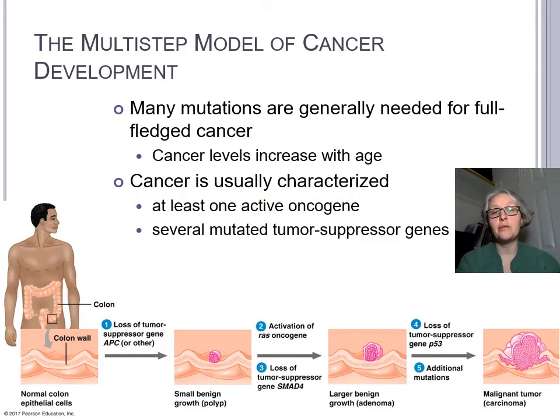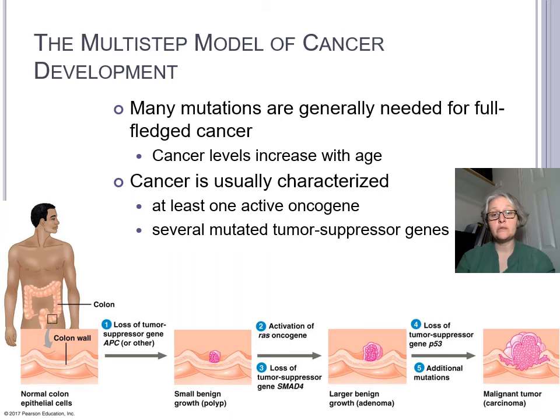In order to develop cancer, many mutations are generally needed. Cancer levels are going to increase with age. Simplistically, maybe think of it like this. In order to get cancer, you need to get 10 mutations, right? So you're born and you have no mutations in your DNA, and then you're 1 year old, you're 2 years old, you're 3 years old, you're 10 years old, you're 15, you're 20, you're 40, you're 50, you're 60, you're 70, you're 80. Now you've got cancer. Right? Because you've been around for so long that you've had more opportunity for all of those mutations to accumulate.